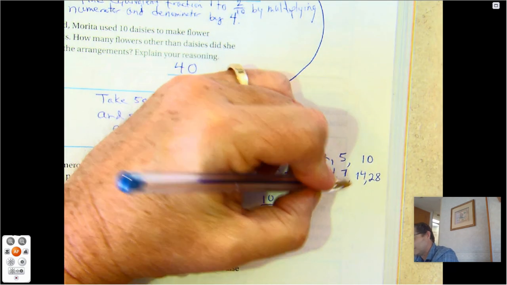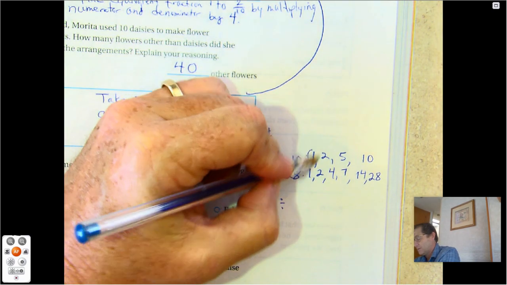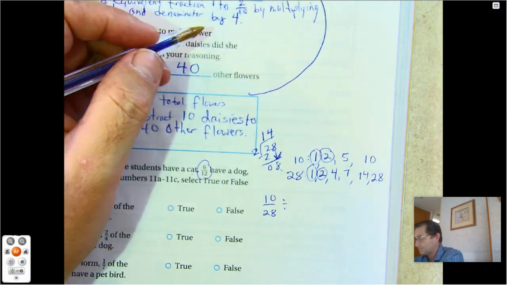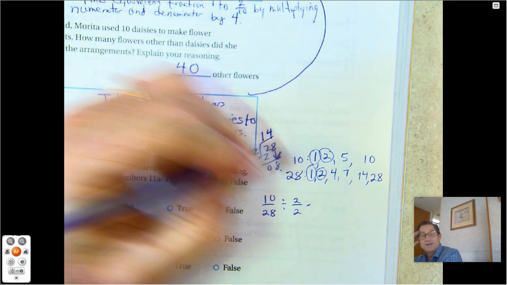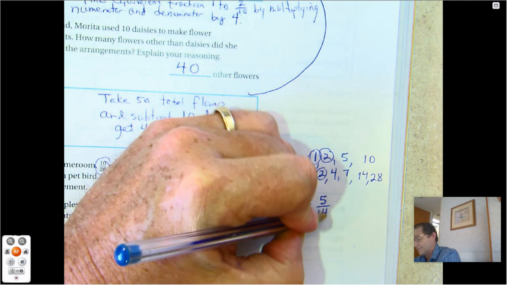Now, what's in common to both 10 and 28? Well, 1 is. That's not going to help us any. 2 is. So we've got to divide by 2. 10 divided by 2 is 5. And 28 divided by 2 is 14. So yeah, 5/14.